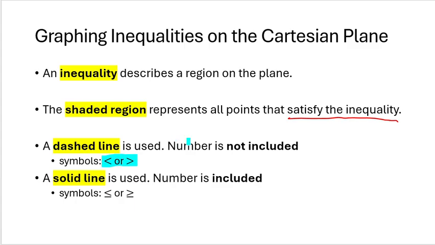And that means that the inequality is not included. I've just made this a bit easier, I've just simplified it down. And then you draw a solid line and the number is included. And that's for these symbols instead. Okay. So just know dotted line is for two arrows. And then you draw a solid line when you got the two arrows, but it's got a line underneath them. Okay.